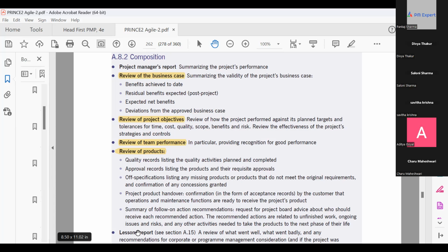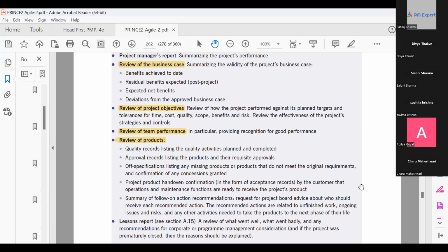Pankaj, just one question here. When we say lessons report, I have been seeing one thing in the questions lately. Whenever a project gets closed, you need to write the lessons learned from the project for future projects. So, is this the same report where we are going to write those lessons which we have learned from this project, or is there some other place too where those lessons need to be placed?